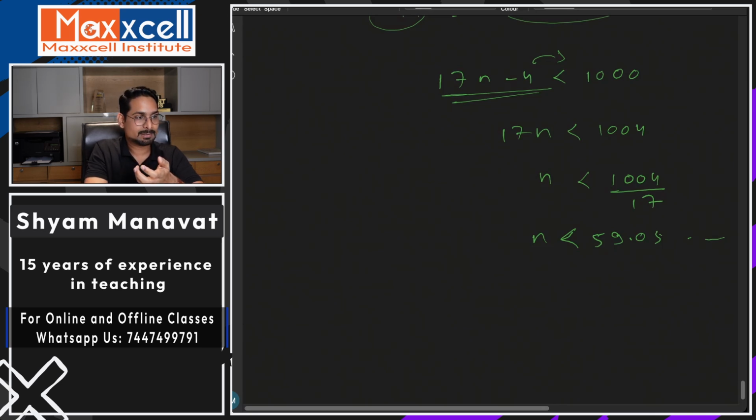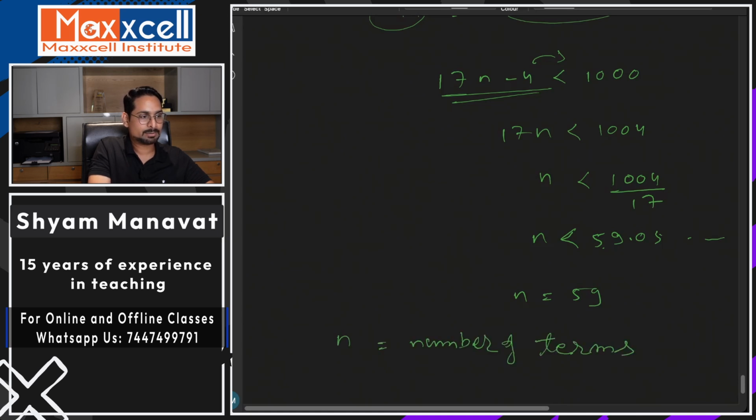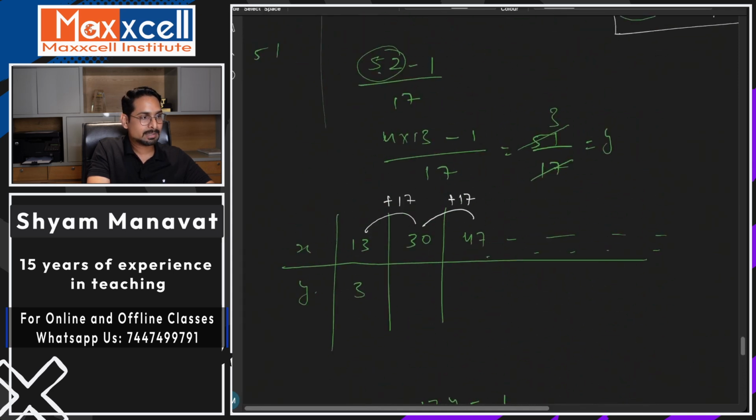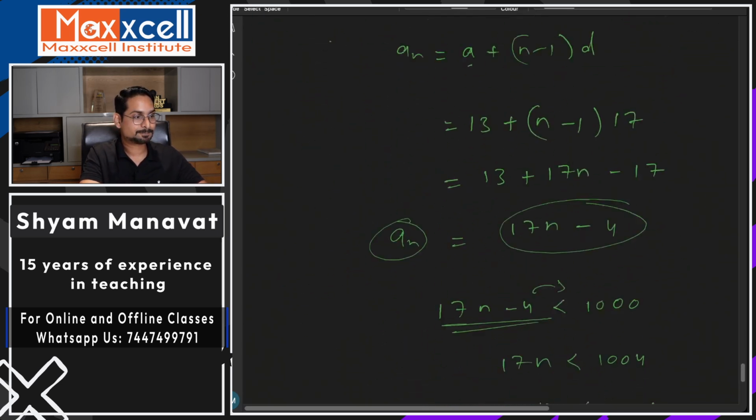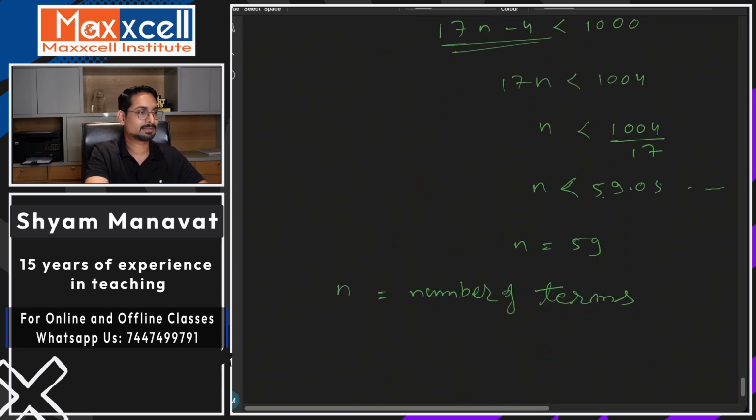We cannot take the decimal part. So the highest value which n can take has to be less than 59.05 or something. So the highest value which n can take is what? 59. N is nothing but the number of terms. I hope you are able to relate this. So how many terms? That is basically the number of values of x possible between 0 to 1000 for this particular question having integer values. The answer is what? 59. Yes, the answer is 59.